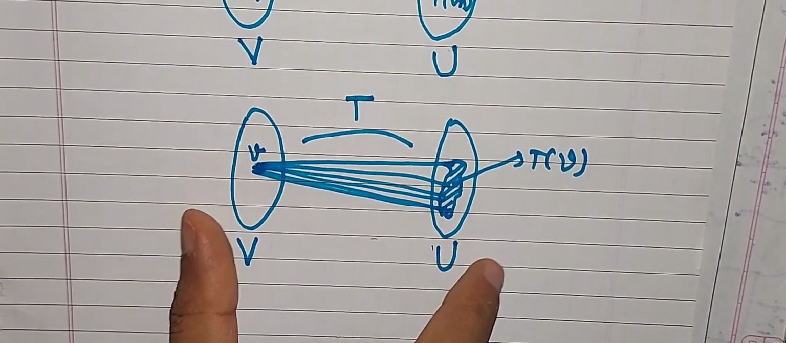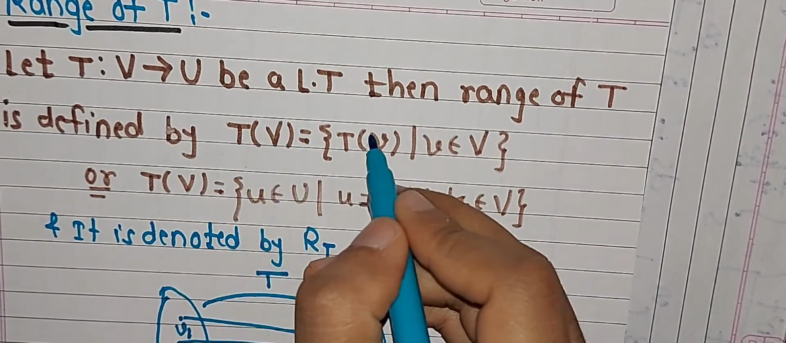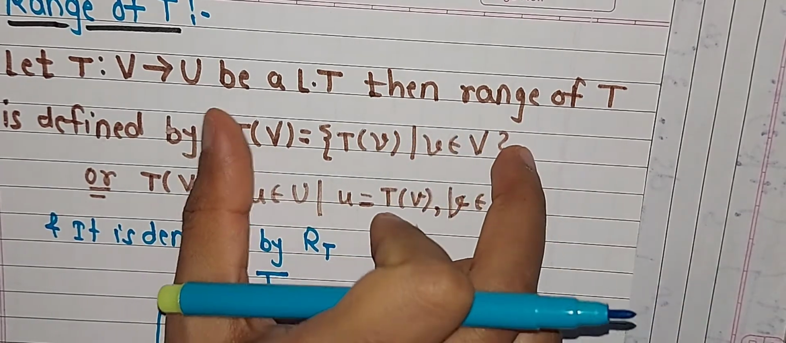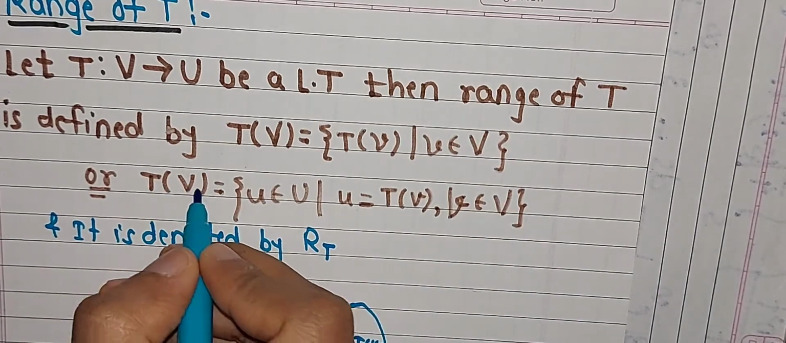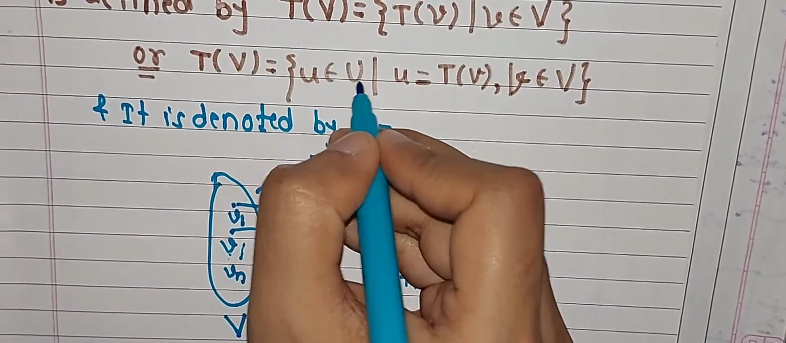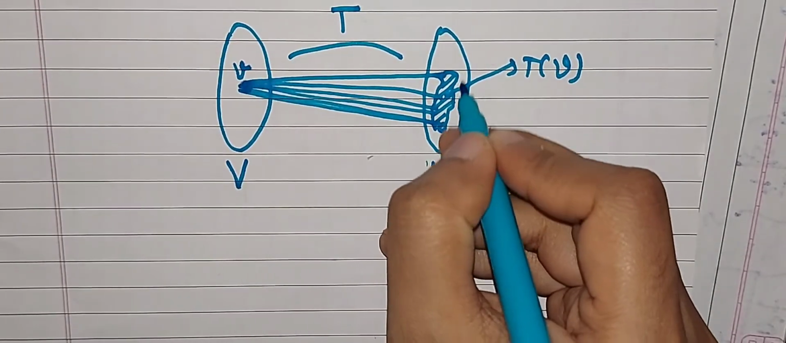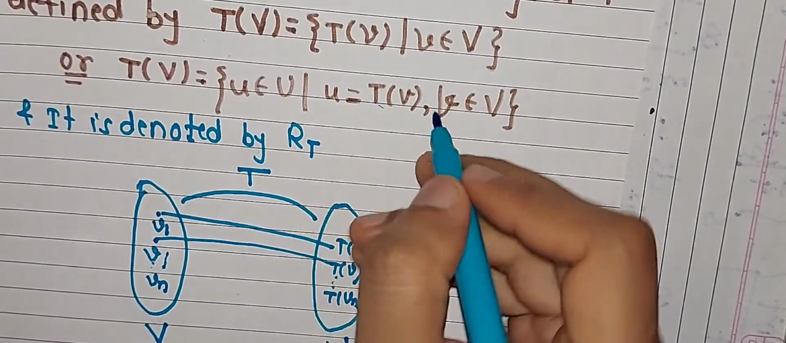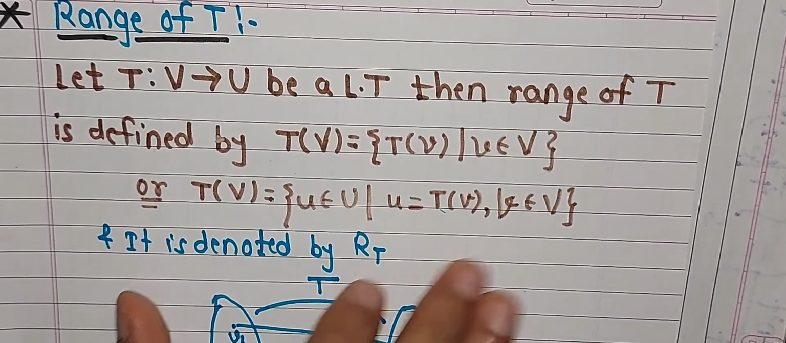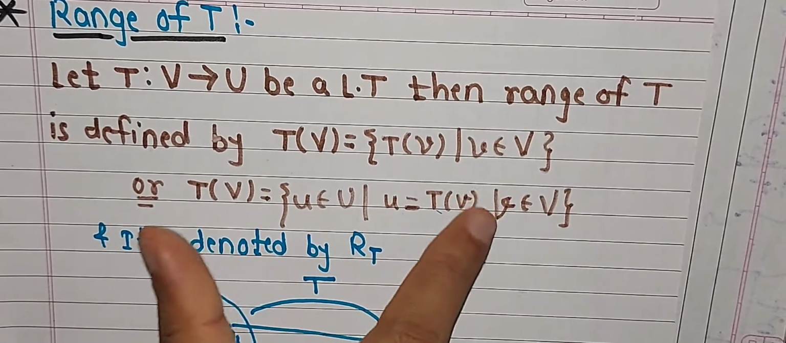So this is the definition of the range of T. Again we can see this is T of V, that is the range of T, a collection of all the images, and this V is from the domain. This can also be written as T of V, and this is u belonging to U, that means this set is nothing but a small u, and this small u belongs to our codomain, capital U, such that u is nothing but a collection of all the images T of v, and this v also belongs to the domain V. Okay, so this is our definition of the range of T, and from now we can call this T of V as R of T, which is nothing but the range of T.